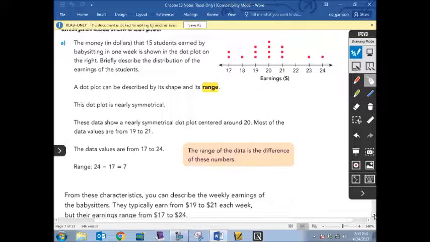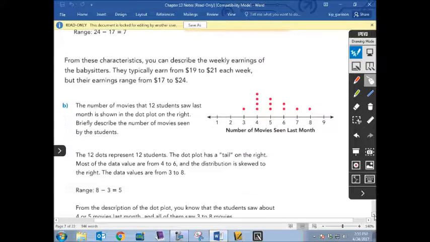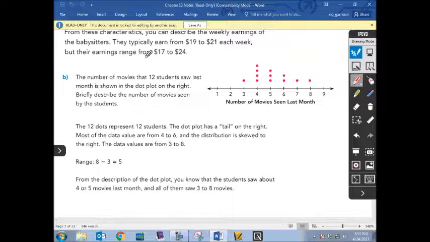All right, let's go down here. Now let's look at this one. This is the number of movies that have been seen, and we're going on to B, by the way. The number of movies that 12 students saw last month is shown in the dot plot. So 1 person watched 3 movies, 4 people watched 4, 3 kids watched 5 movies, 2 watched 6, 1 watched 7, and 1 watched 8. Again, there's your range right there. So the range is 5.